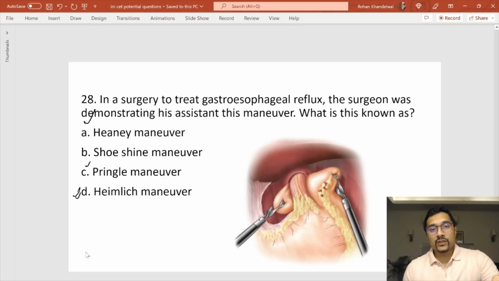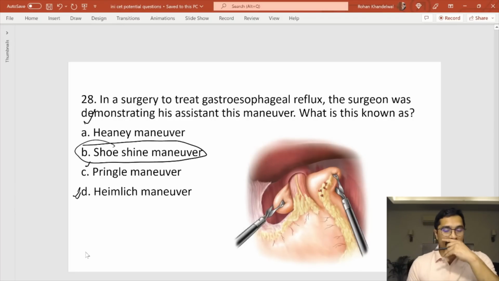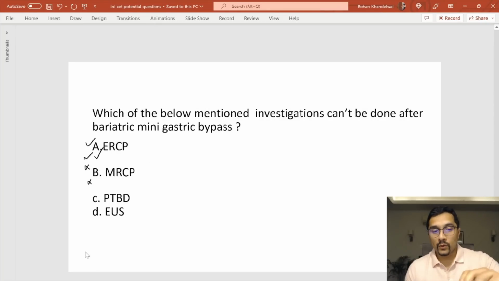To treat gastroesophageal reflux disease, we carry out a fundoplication, and this maneuver where we mobilize the fundus around the esophagus, this is known as shoe shine maneuver. This you should know about.